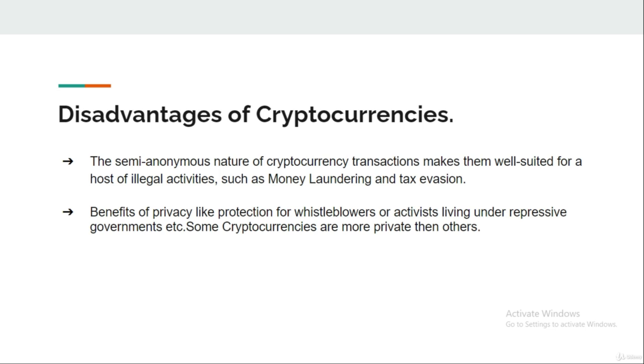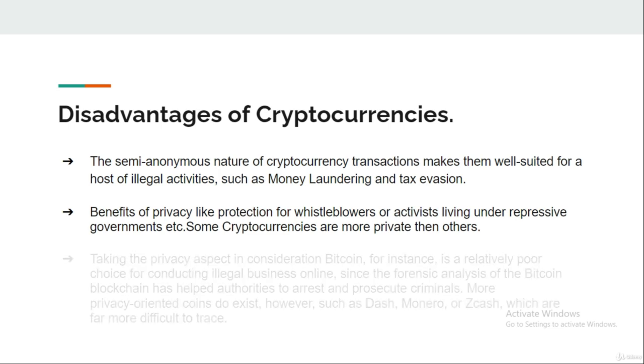Benefits of privacy, like protection for whistleblowers or activists living under the pressure of governments, etc. Some cryptocurrencies are more private than others. Yeah, as we discussed earlier, the cryptocurrencies provide more protection to people doing illegal stuff, like whistleblowers, for example. These people are responsible for leaking several secret and confidential data in a company that they are most probably working in to a competitor company for a sum of money which is usually paid in cryptocurrencies. So this is one of the major disadvantages of cryptocurrencies, as they protect the people implementing illegal stuff.